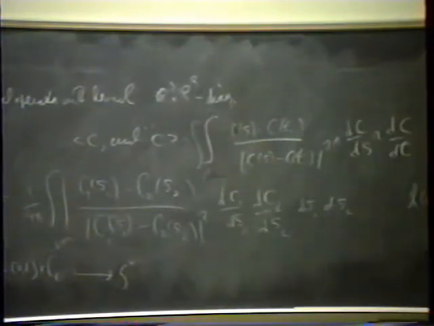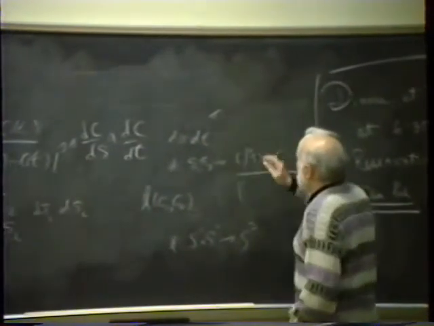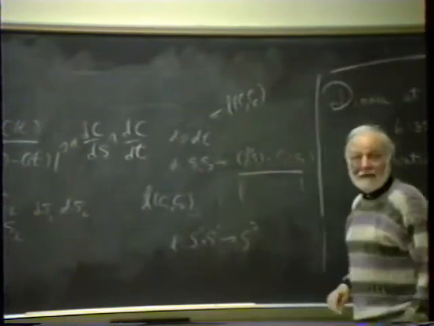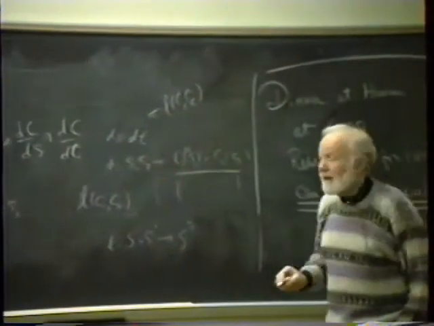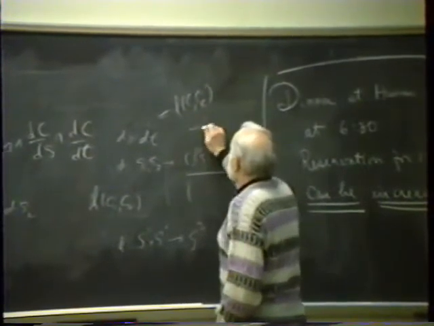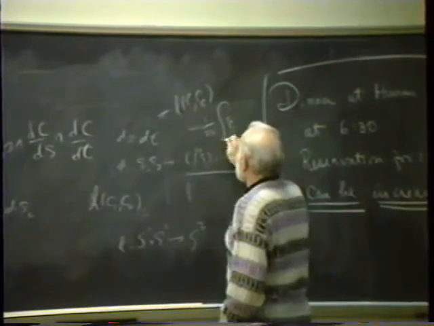So what happens when we do that is it turns out that this is the linking number of C and C epsilon, which is independent of epsilon but depends on the framing, plus or minus 1 over 2 pi, the integral of the torsion of the curve along C.